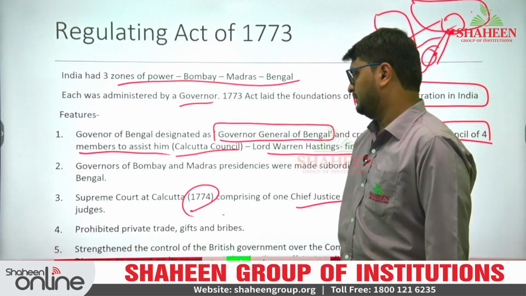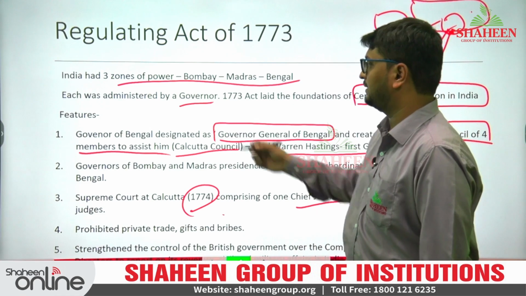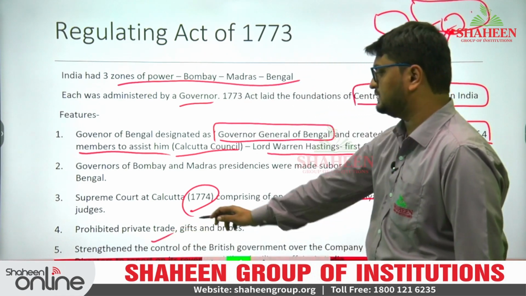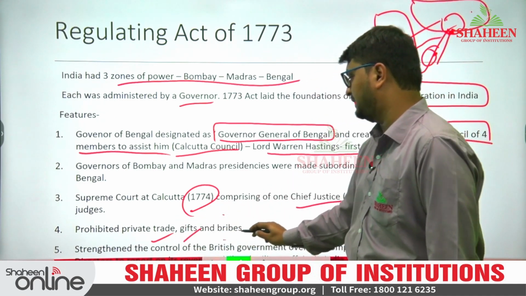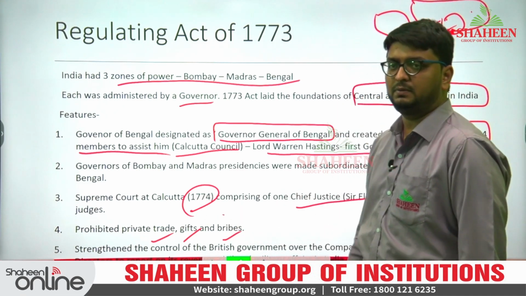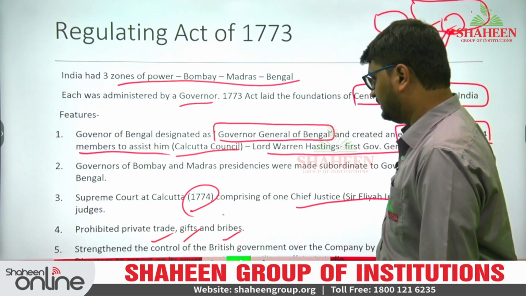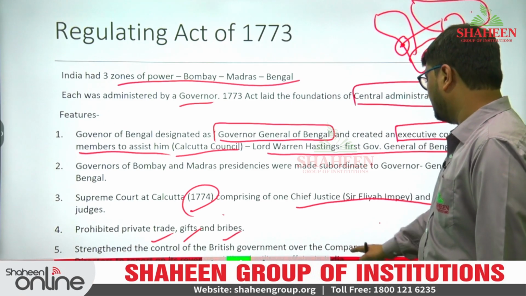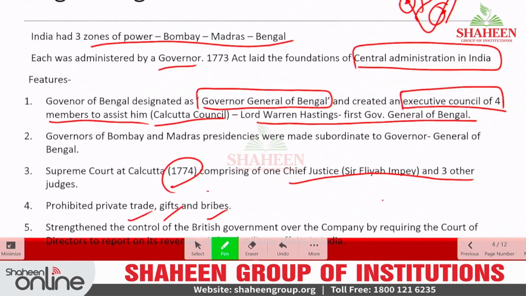What happened to the corruption at that time? The Regulating Act of 1773 prohibited private trade, which was the main reason for corruption. Then you have gifts and bribes. All these things were prohibited by the Regulating Act of 1773. It also strengthened the control of the British government over the company by requiring the court of directors to report everything about the revenue to the British government.